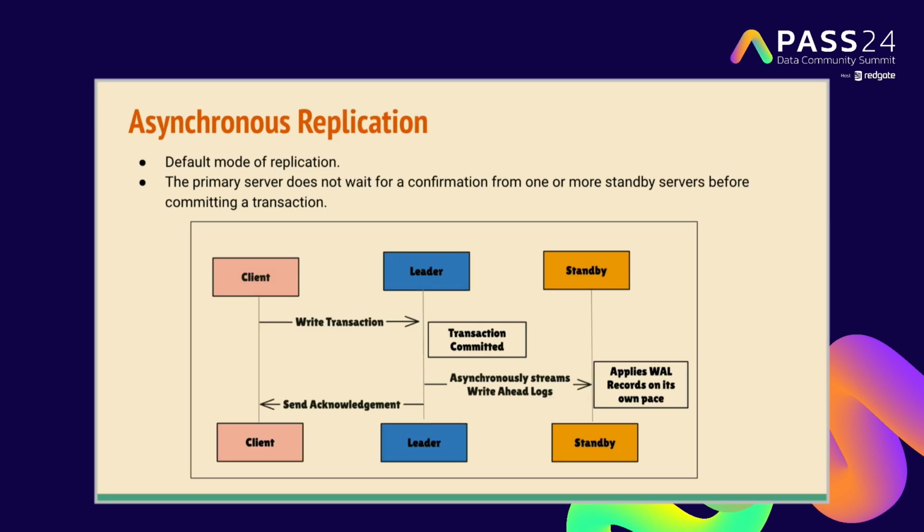Asynchronous replication is the default mode of replication. So when a client sends a write transaction to the leader, the transaction gets committed on the leader and immediately an acknowledgement is sent to the client. So we don't know if the changes are replicated to a standby. If the changes are flushed to disk on the standby, we have no information about it.